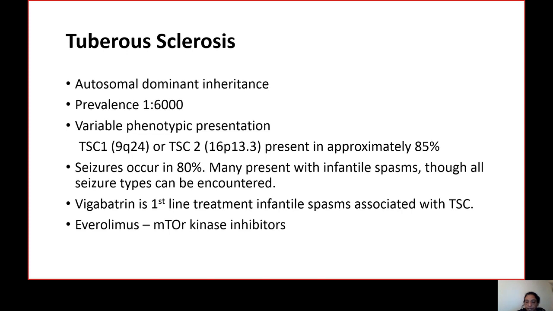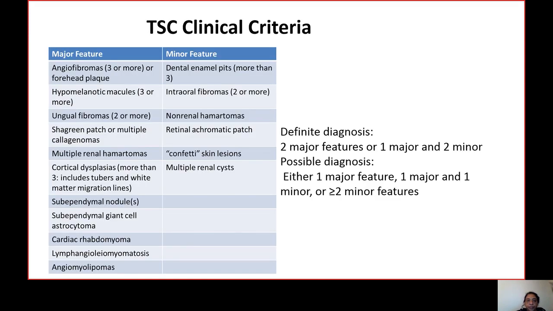It's like an anti-cancer drug, so it has all the side effects, and it is a costly drug to use. Right. So there are a few clinical criteria to diagnose TSC, which I put in for interest's sake. There are major criteria and minor criteria. For a definite diagnosis, you need two major criteria, or one major and two minor criteria. A possible diagnosis is either one major and one minor, or not more than two minor features.